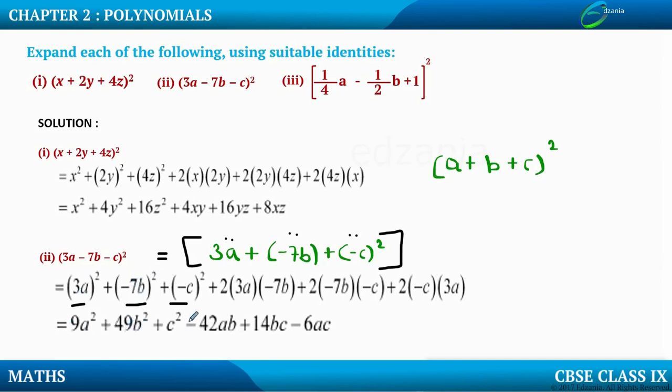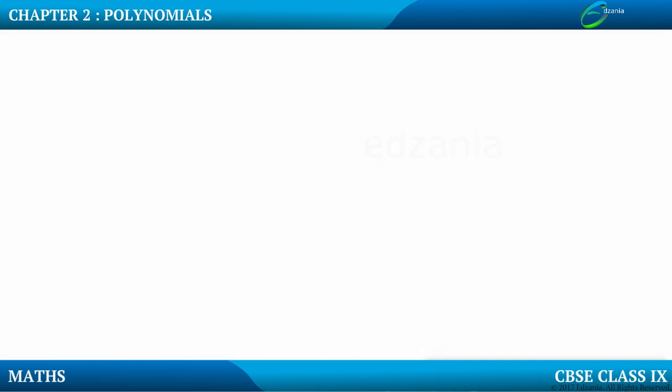Minus c square. Again a negative number square is positive, so c square. 7 3s are 21, 21 2s are 42. So one minus sign is there, therefore minus 42ab. 7 2s are 14. Minus minus will become plus, so plus 14bc. Again there is only one minus sign which will come over here. 3 2s are 6, 6ac. So this is the expansion.